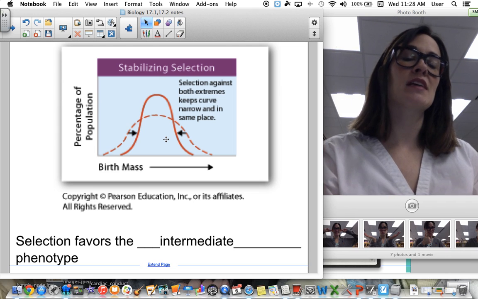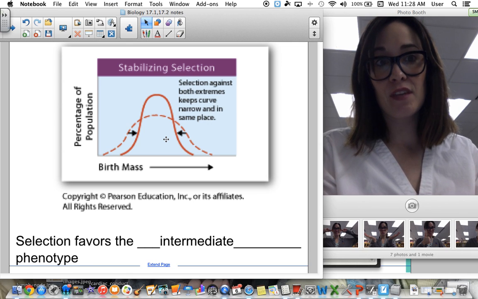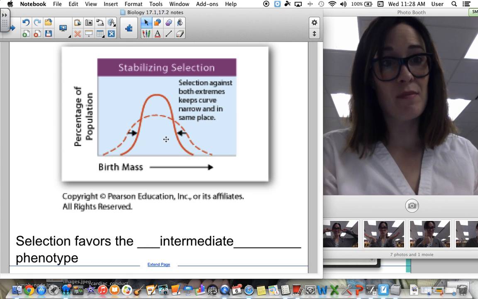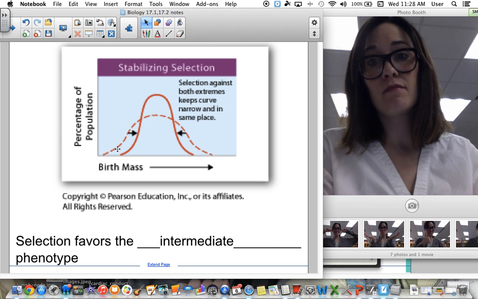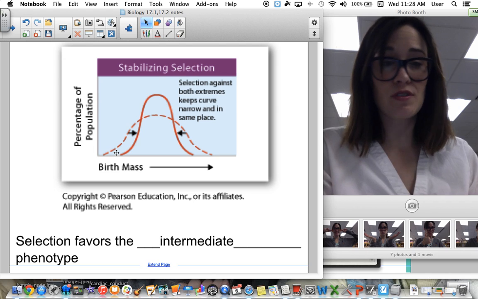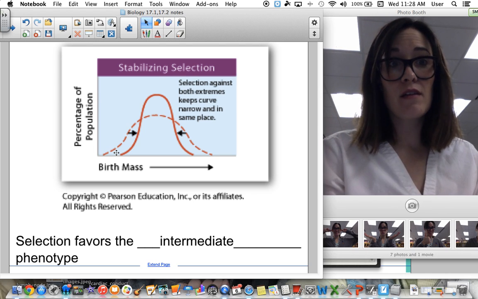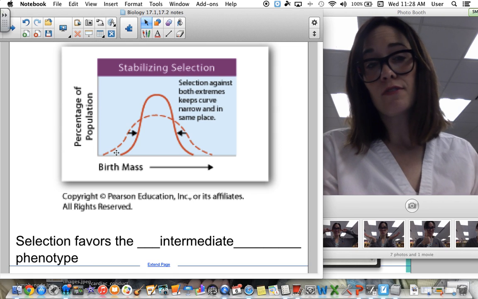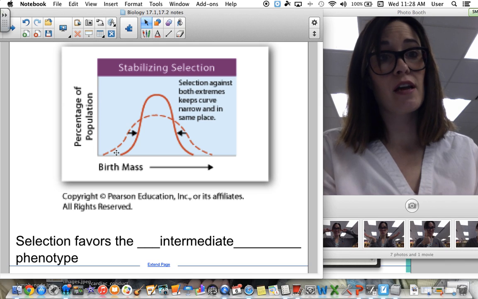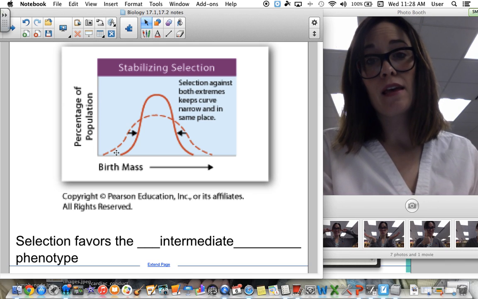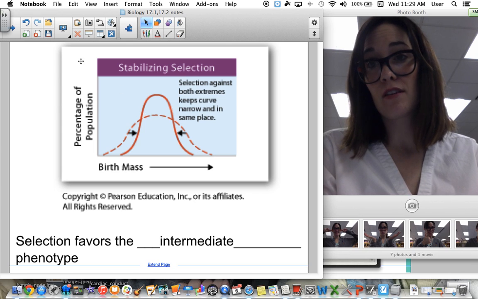And they'll even maybe set an induction date to induce labor so the baby doesn't get too big, because the baby could die if it doesn't have enough amniotic fluid, or the mother will have a hard time getting the baby out. The smaller babies, this makes more sense probably to you, have a less likely chance of surviving because they're so small, their lungs aren't fully developed, and they have a hard time surviving. The chances of them making it aren't very high when they're born premature. So selection in this case favors the intermediate phenotype for birth mass.